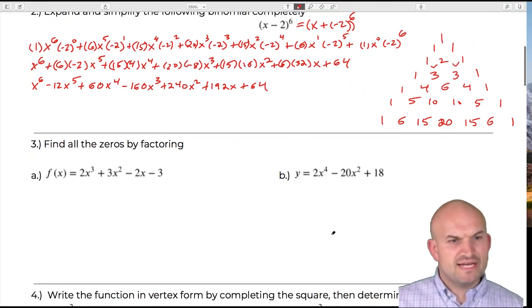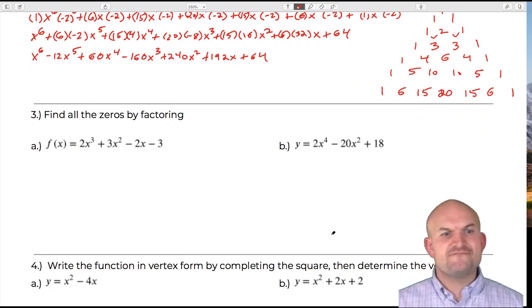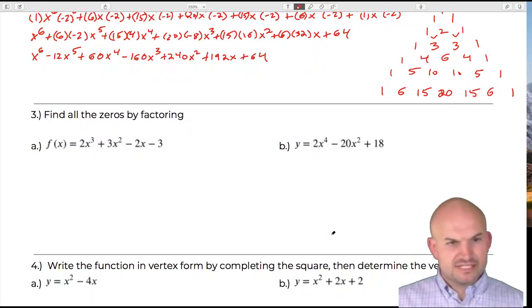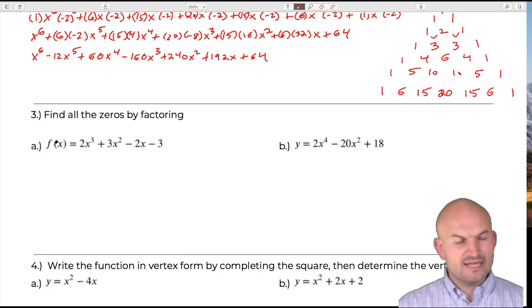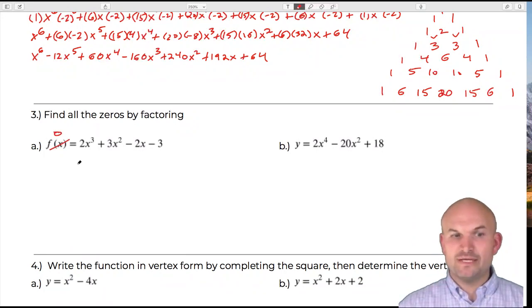All right, the next one is find all the zeros by factoring. So a couple of different things that we looked at. We did look at grouping and we looked at factoring trinomials. In this first one, when we want to find the zeros, we're going to set it equal to 0.